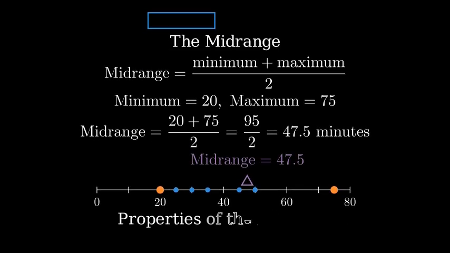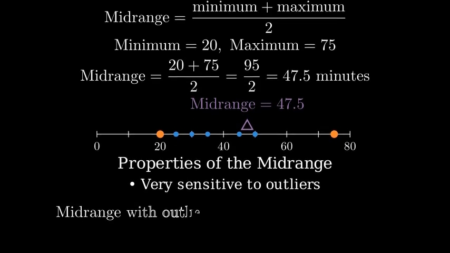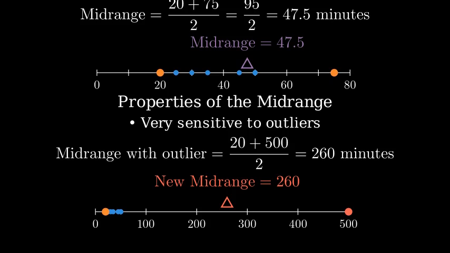The mid-range also has some important properties. Like the mean, the mid-range is not resistant to outliers. In fact, it's even more sensitive than the mean because it only uses the two extreme values. If we change 75 to 500, the mid-range would change dramatically from 47.5 to 260 minutes.